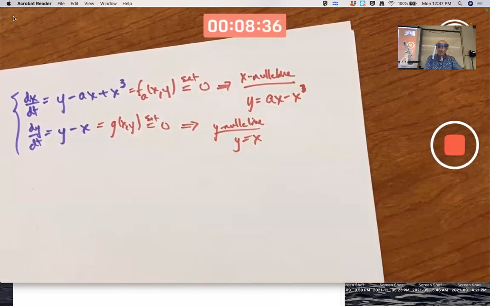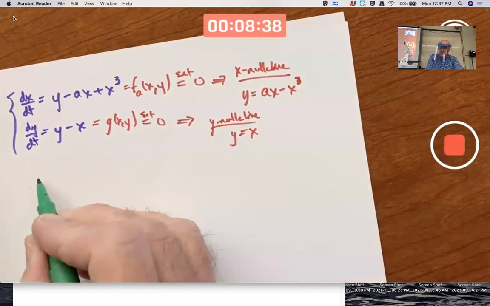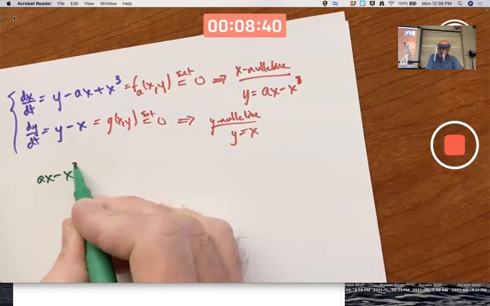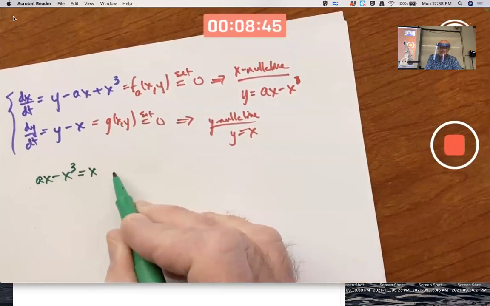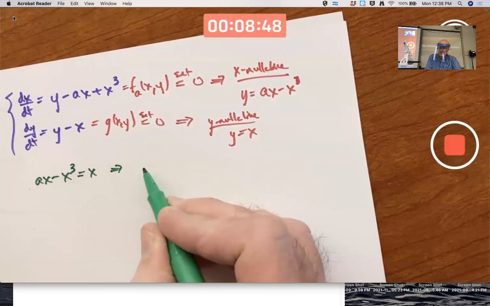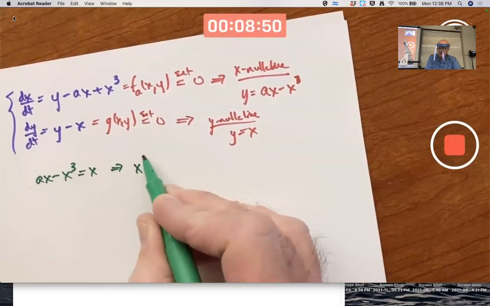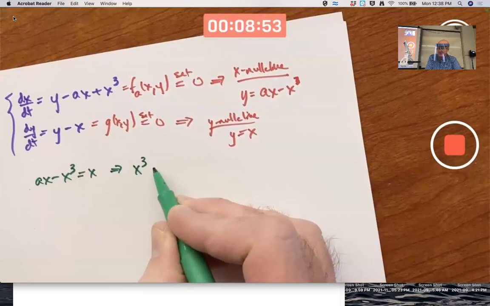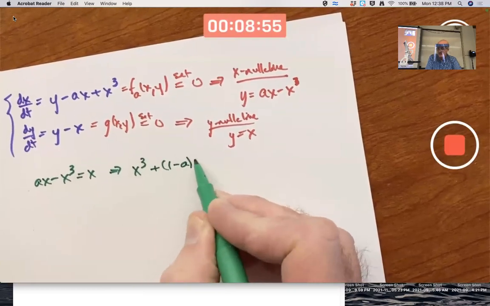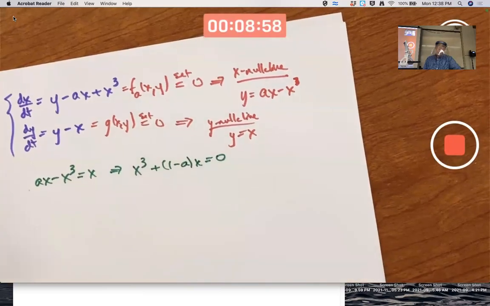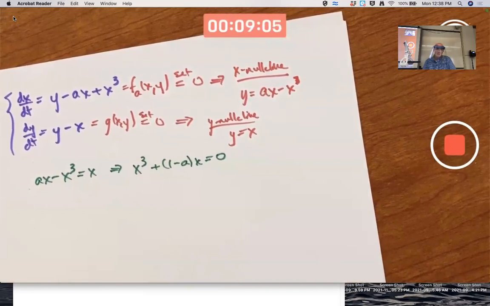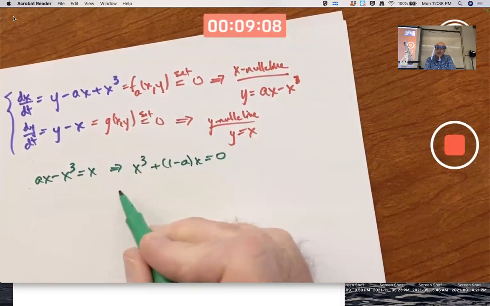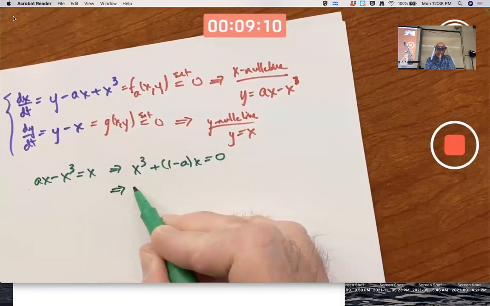But to solve for them, again, set these things equal to each other. ax minus x cubed equals x. That's equivalent if I, for example, add x cubed to both sides and subtract ax from both sides. I could write it like this. I added x cubed to both sides and subtracted ax, and then factor out an x and then switch sides. And it's always good to factor if you can. You can factor a common factor of x out.